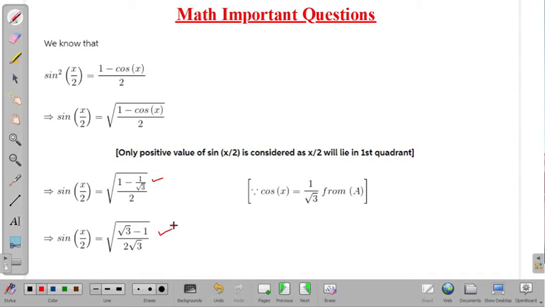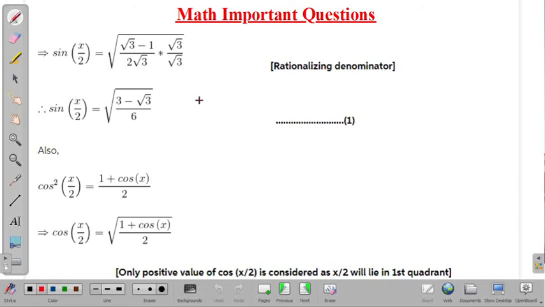and again in the square root we have root 3 minus 1 whole divided by 2 root 3. Okay, so we can rationalize the denominator inside the square root, that is multiplying both numerator and denominator by root 3. We will get sin x by 2 equal to 3 minus square root of 3 divided by 6 and whole to the power 0.5 or square root.